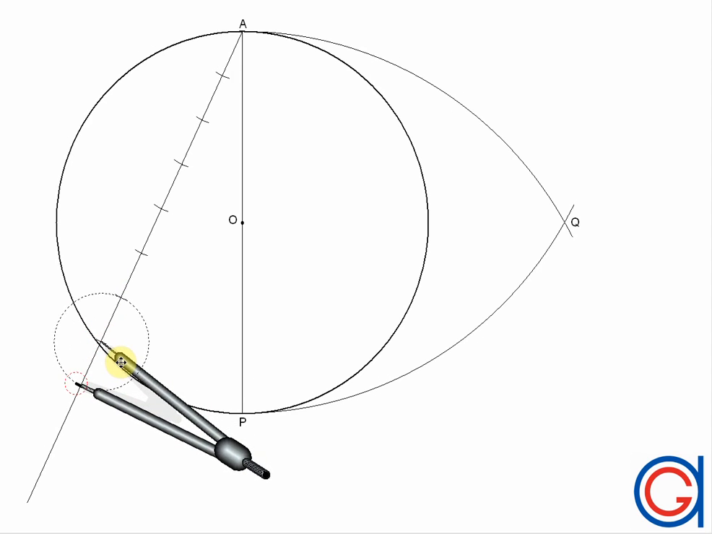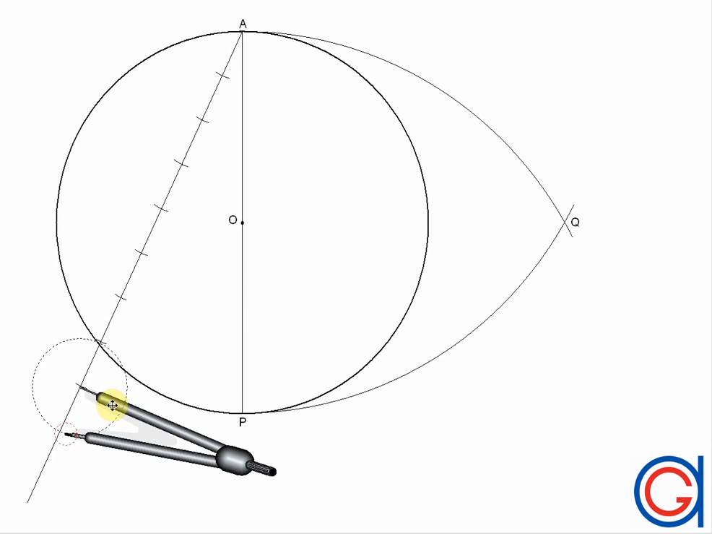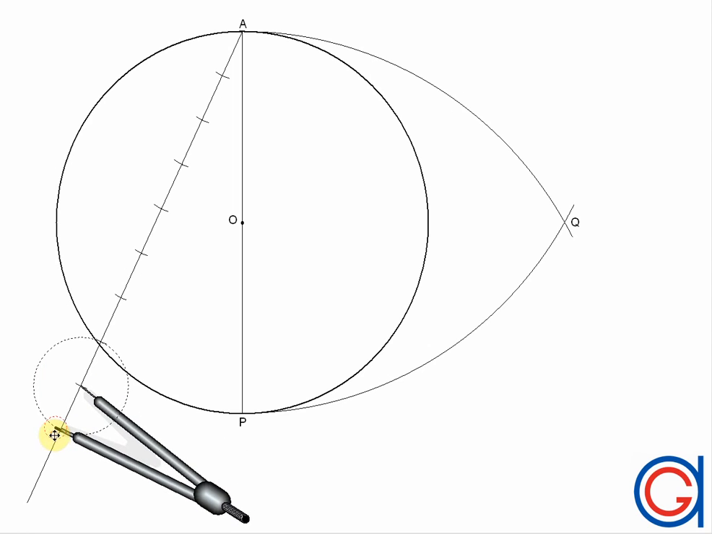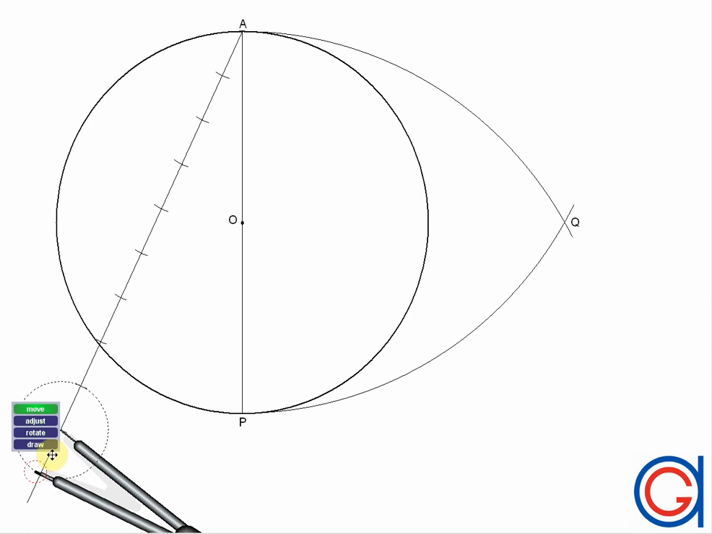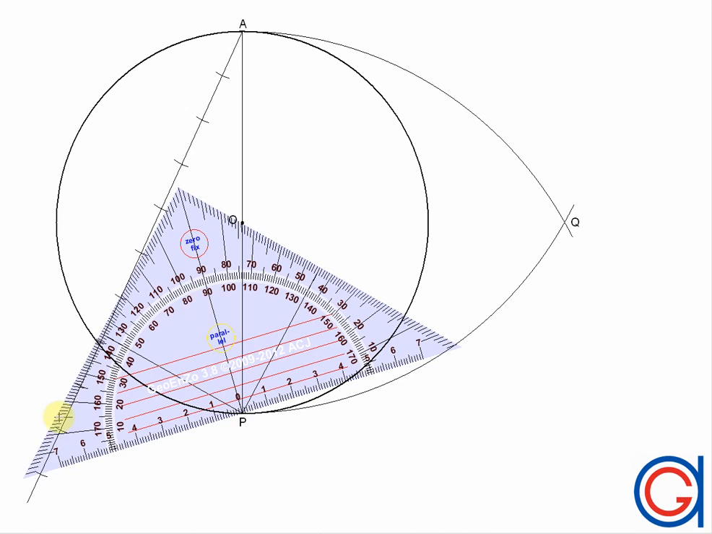As you can see, point 8, now we'll scribe point 9, and our last point, point 10. When I have my 10th division marked as shown, we then join this mark to point P on our vertical diameter.